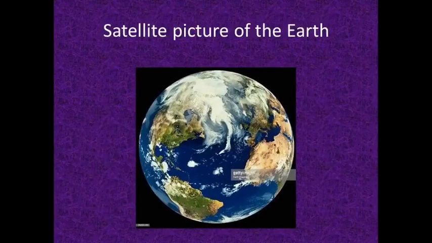Here you can see the satellite picture of the earth. Satellite pictures are taken from the satellite, but you can see only one side of the earth, whereas on the globe, if you keep it on the table, you can turn the globe and view even the other side of the earth.